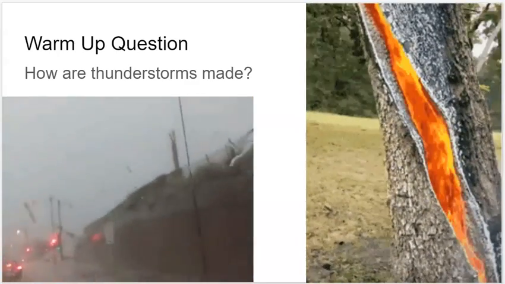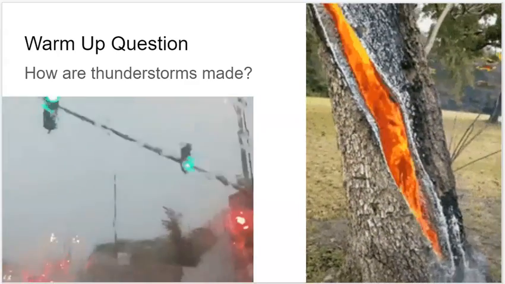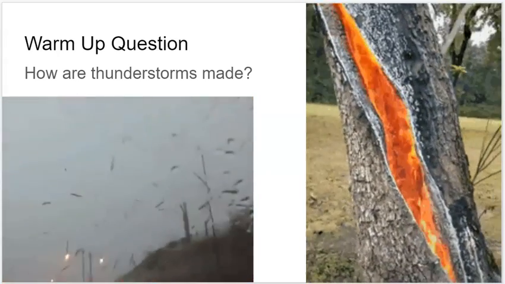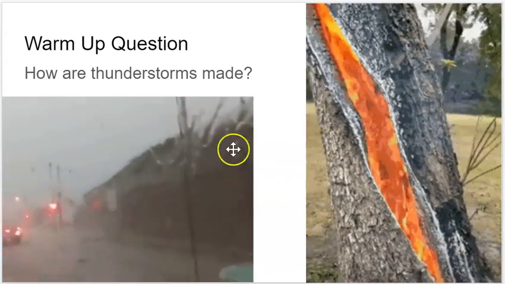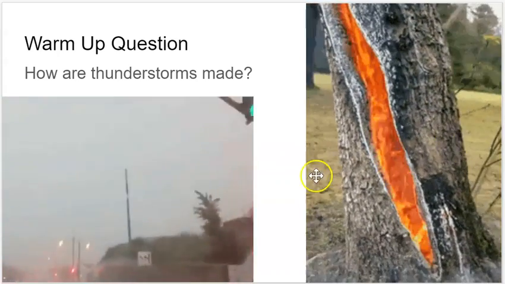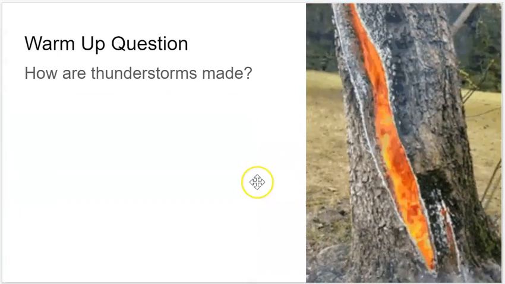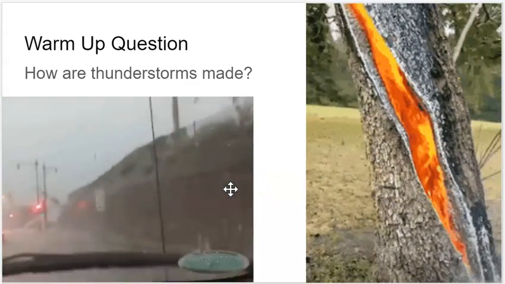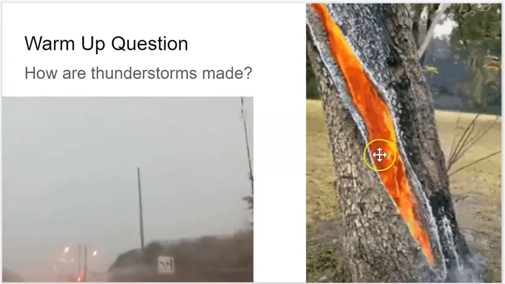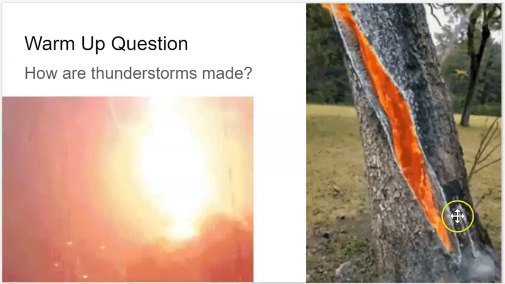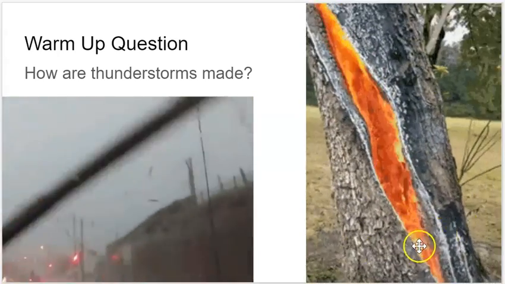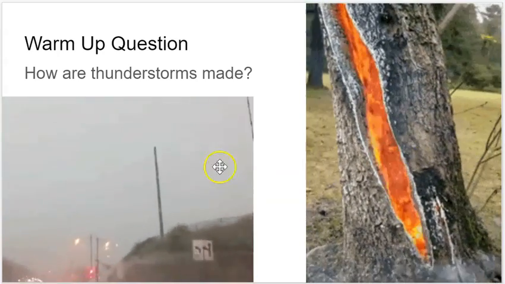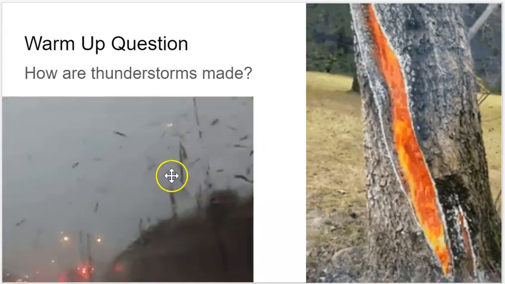So, warm-up question. How are thunderstorms made? And then these are two GIFs. Here we see a power pole, and there it goes. And this is actually a tree after it's been struck by lightning. Sometimes it'll just spiral and peel off the bark. In this case, it actually set fire to the inside of the tree. So these are both lightning events.